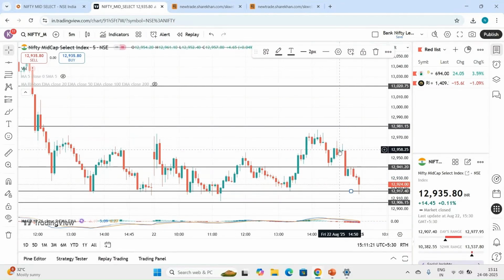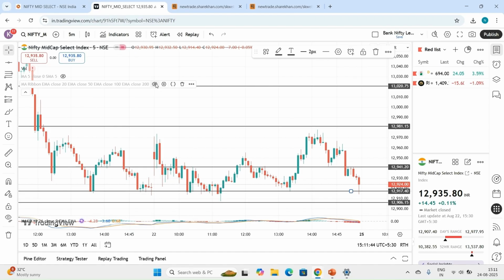Once you reach your suppose safe place, and you know that 940 is a support, you can book here. Once again, if 940 is getting broken, you enter again. I hope you understood how to keep the target. These targets are the levels, and the SL is the candle high.